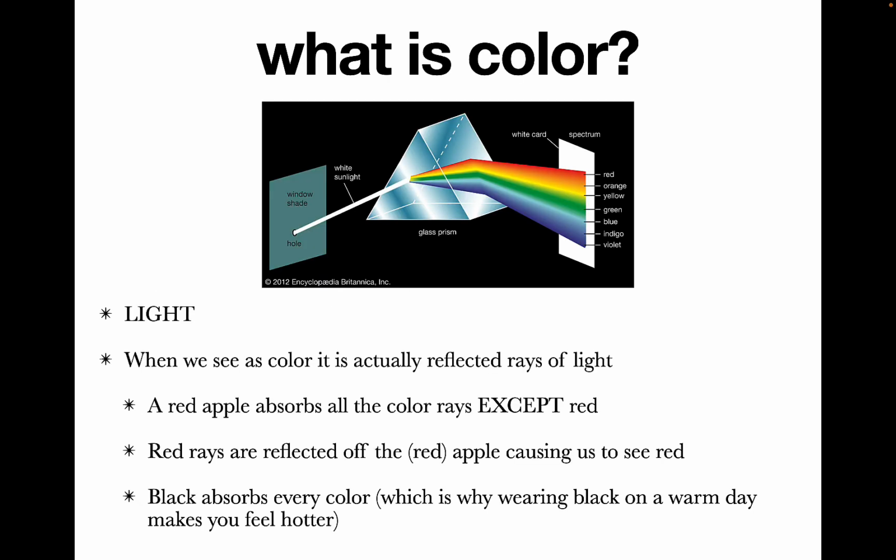So what is color? The basics of color is light. Without light, think of a dark room, we can't see anything, we can't see color. So what we see when we see color is really reflected rays of light. If you think of a red apple, it's absorbing all the color rays except the red. The red rays are bouncing off the red apple, and that's what we're seeing. And if you're wearing a black shirt on a hot day, black is absorbing every color. So that's why it makes you feel hotter.